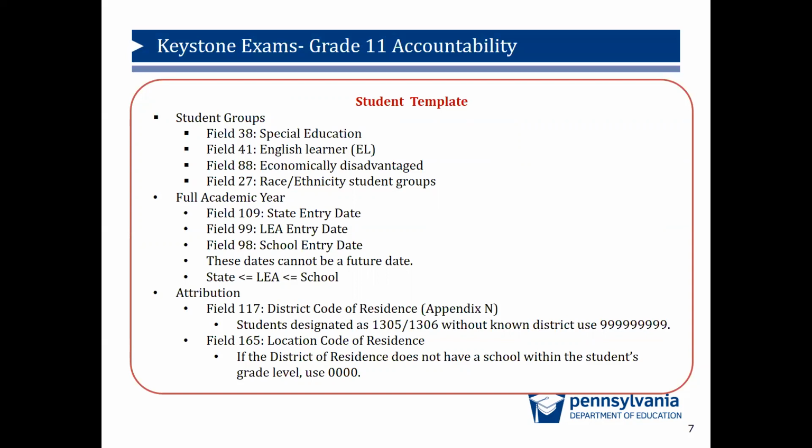The following fields will be used during attribution. Please review them for accuracy. Field 117, District Code of Residence, Appendix N of the PIMS Manual, Volume 2. Field 165, Location Code of Residence, is also used during attribution.